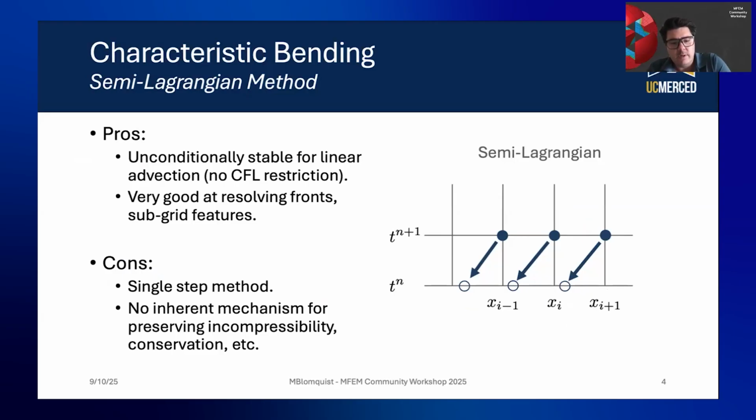Now, the downside is, it's a single step method. So if you're advecting something like a level set, you have to reinterpolate the function at every time step. This can result in error. The other problem is there's no inherent mechanism to preserve the incompressibility or conservation or things like this. So it's a very bare bones method. What we want to do is take it and extend it.